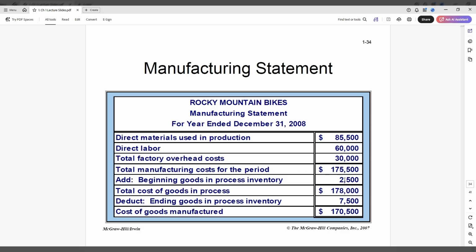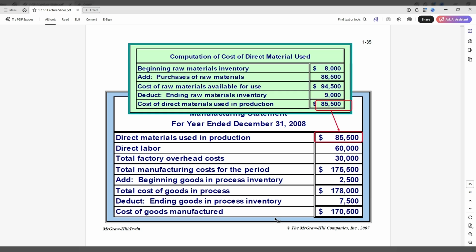So again, we do all this work to say, okay, of all the WIP that we produced in the month and had at the beginning, we look at what's left over at the end of the month, and we say, oh, there's still $7,500 worth of work in process at the end of the month. So therefore, everything else has been completed. It's no longer work in process, and instead it's moved on to be a component of finished goods.